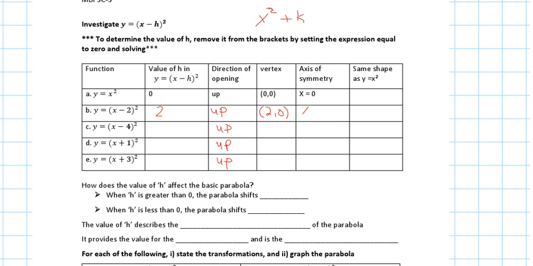So in this case, we're going to say that it's a horizontal translation two units to the right.